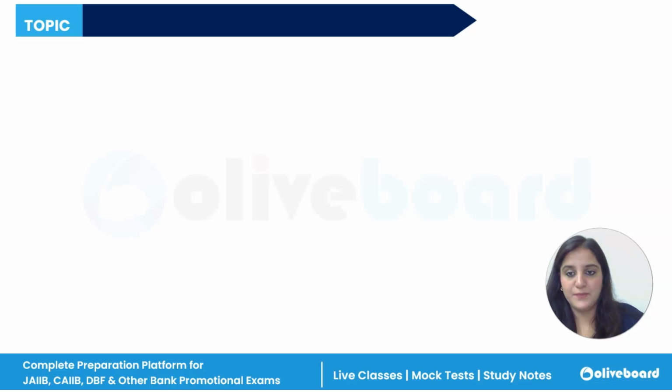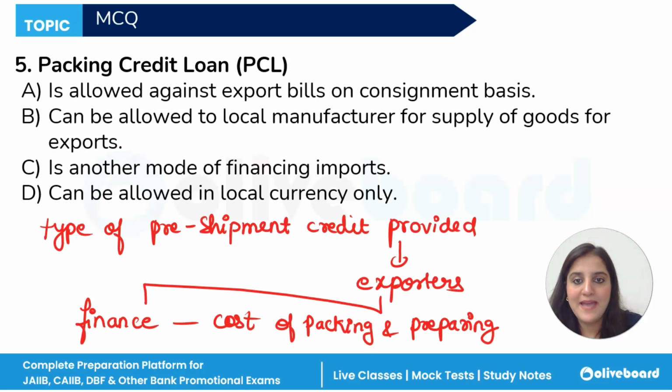Preparing goods for export, like we can say here, packing credit is allowed against export bills on consignment basis. See, packing credit loans are typically not allowed against export bills on consignment basis. They are provided for pre-shipment expenses, and the loan is usually secured by export documents for orders. Now, can be allowed to local manufacturer for supply of goods for exports.